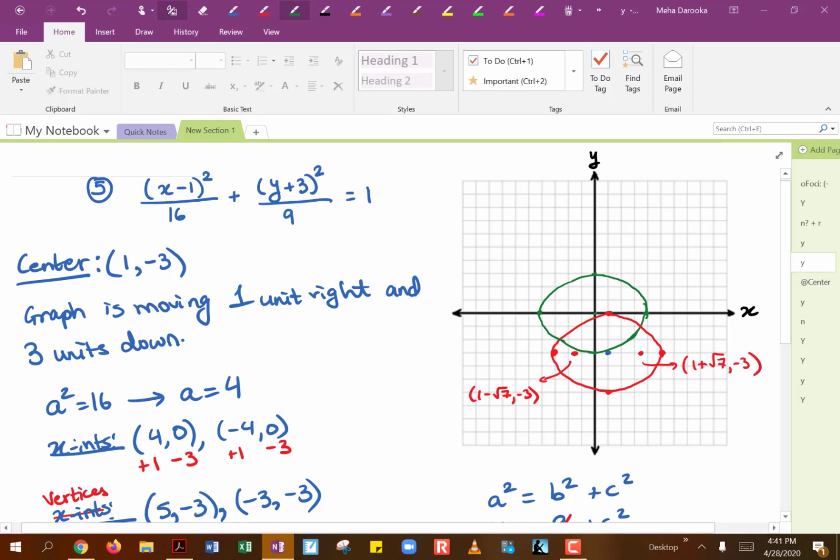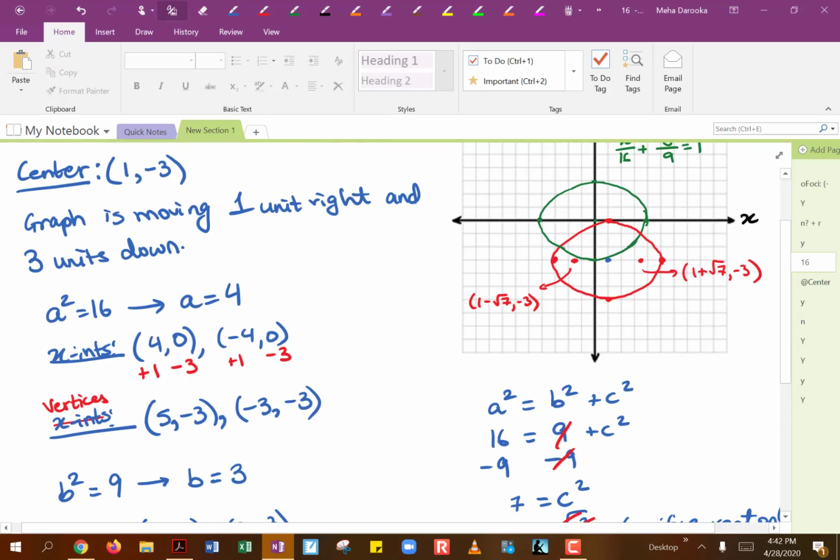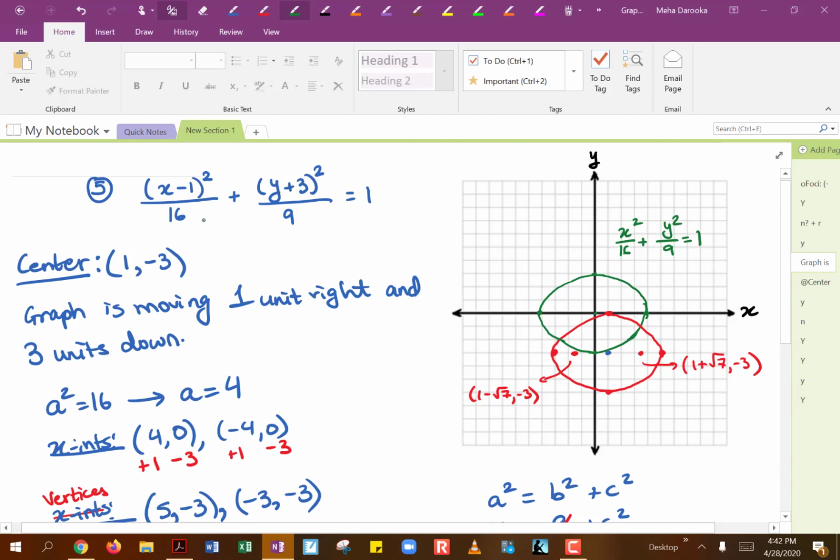So the equation for the original ellipse would just have been x squared over 16 plus y squared over 9 equals 1. Everything would have stayed the same. But as you can see, when you did x minus 1 and y plus 3 in the numerators, that's when your center moved, and that's when your ellipse moved.